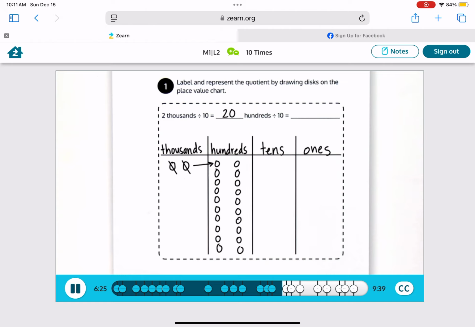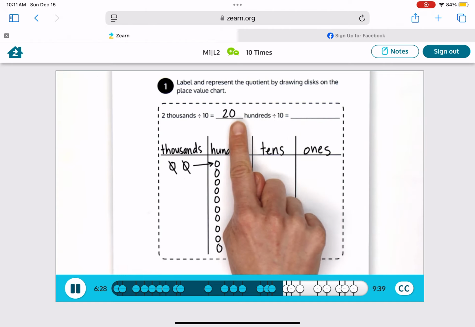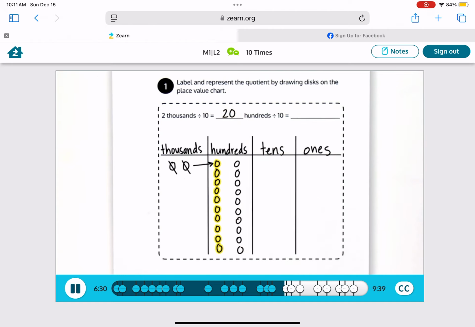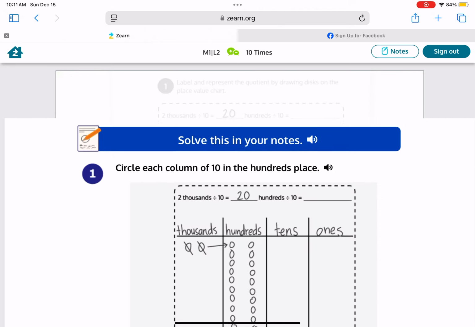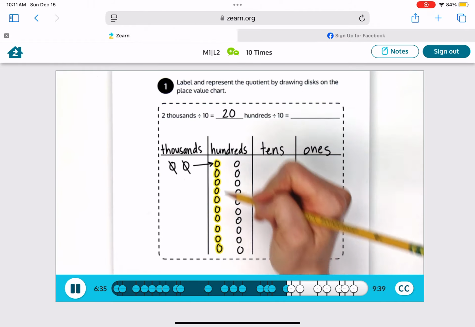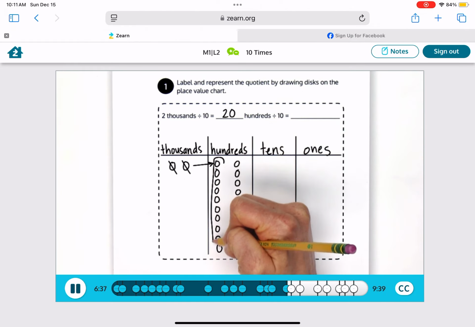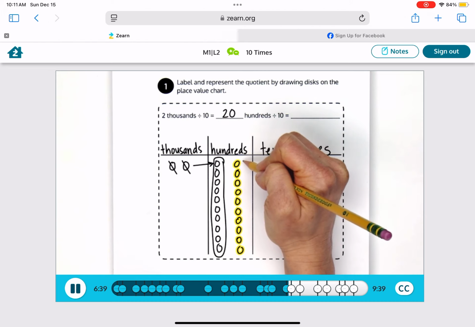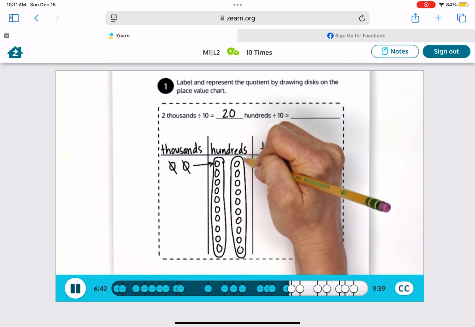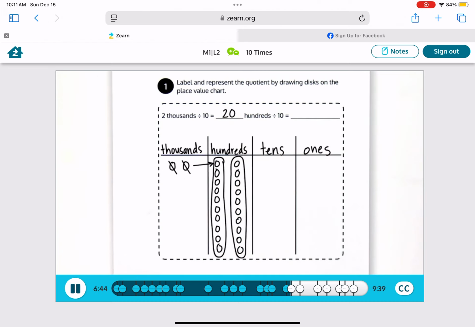We can read this expression as how many groups of 10 are in 20 hundreds. Circle each column of 10 in the hundreds place. Here is one group of 10, and here is another group of 10. Check your work.